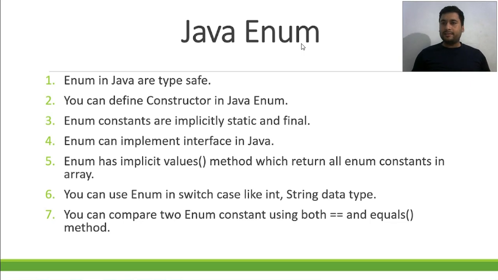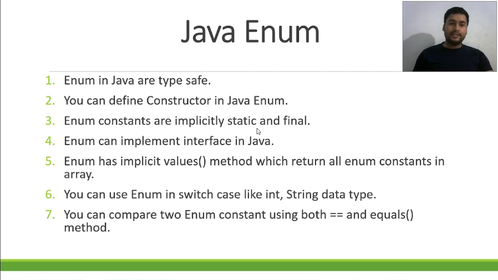So hello guys, in this video we are going to learn some advanced enum concepts, basically how we can use a constructor, and how in the constructor you can pass multiple values, everything. The basic things we have already learned, like how enum is a type. You can define a constructor in a Java enum, no doubt in that. The enum constants are implicitly static and final.